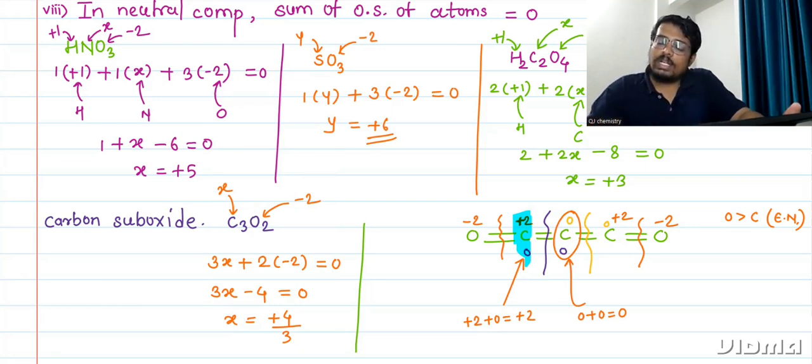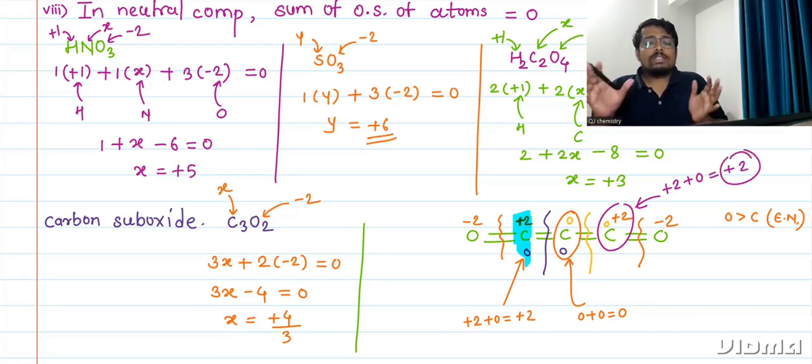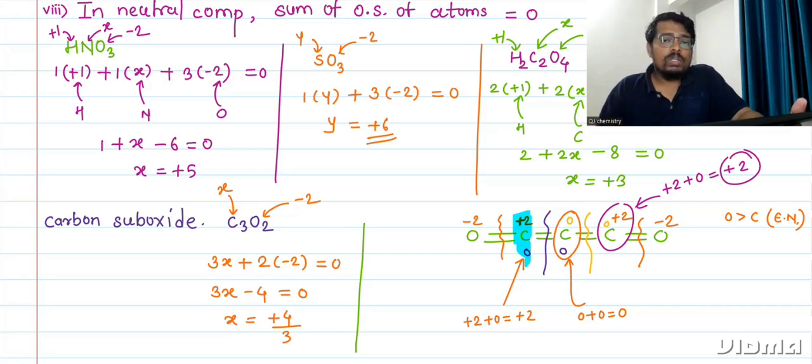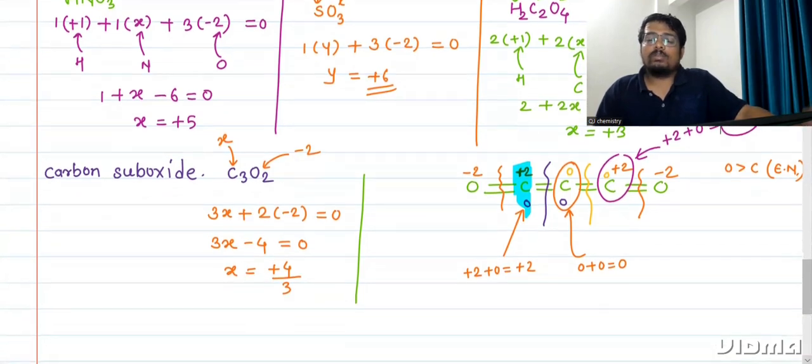Then the total charge on this carbon atom is +2 plus 0, which is +2. Now on the central carbon atom, what is the total charge? It is 0. Now let us take an average charge and find the average oxidation state of carbon.